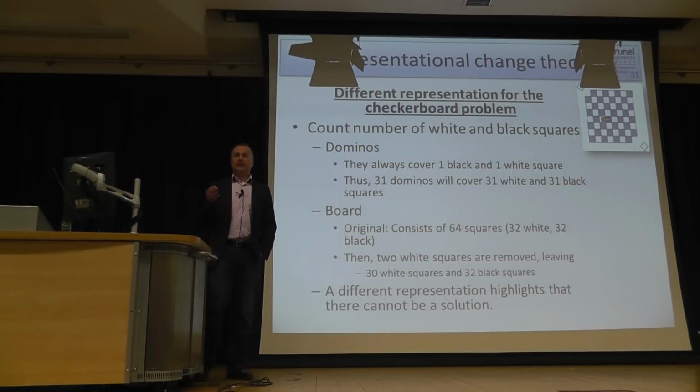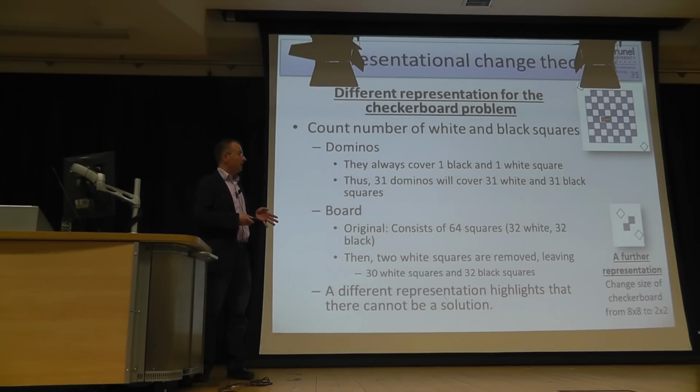Another way of changing the representation, so this is one way, would be to reduce the problem, make it simpler, by creating a 2x2 checkerboard. And then thinking about the same problem. And then it becomes immediately evident that you can't do it.